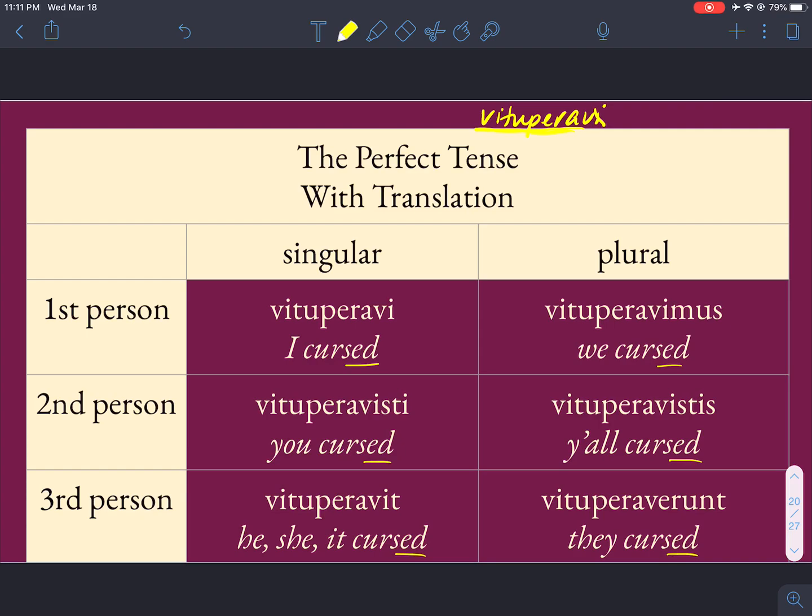All right, but notice, okay, you've got your stem in all of these, and you've got your endings, your perfect tense endings, in all of these as well. Okay, i, isti, it, imus, istis, erunt. All right, chant that out loud as much as you need to.